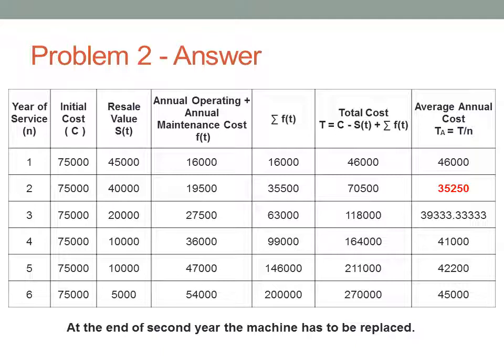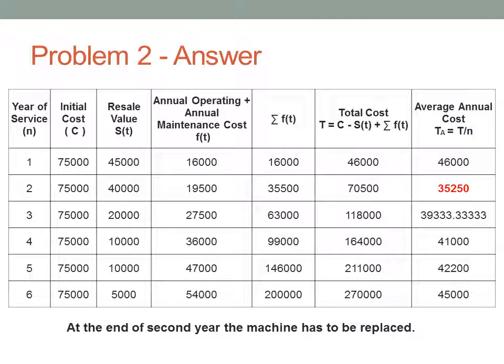The last one is the average annual cost. TA is equal to T by N. For the first year the total cost is 46,000 and the number of years is 1, so 46,000 divided by 1. Similarly we find it for the other years. Suppose you want to find it for the second year, TA is equal to T by N. How will you find it? It is 70,500 divided by 2, the number of years. For the third year it will be divided by 3.